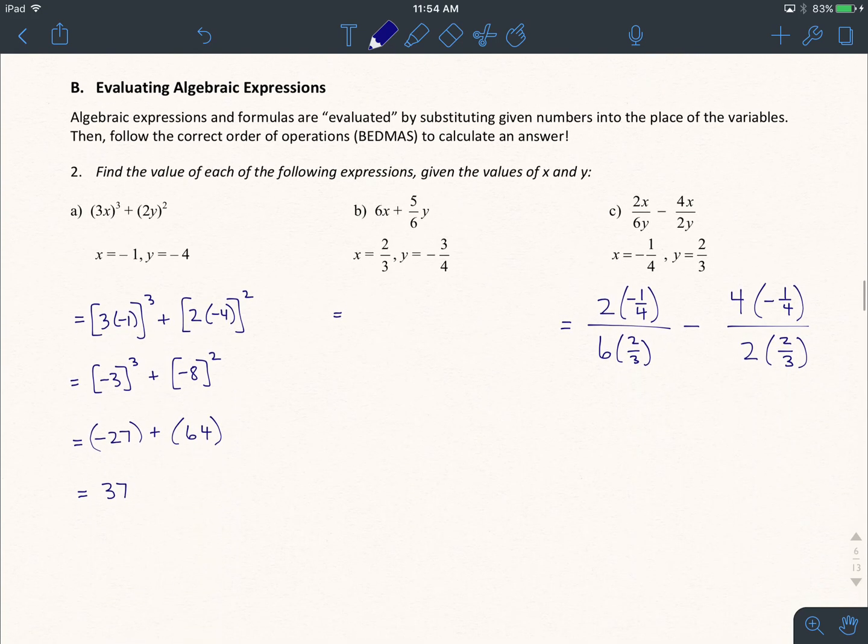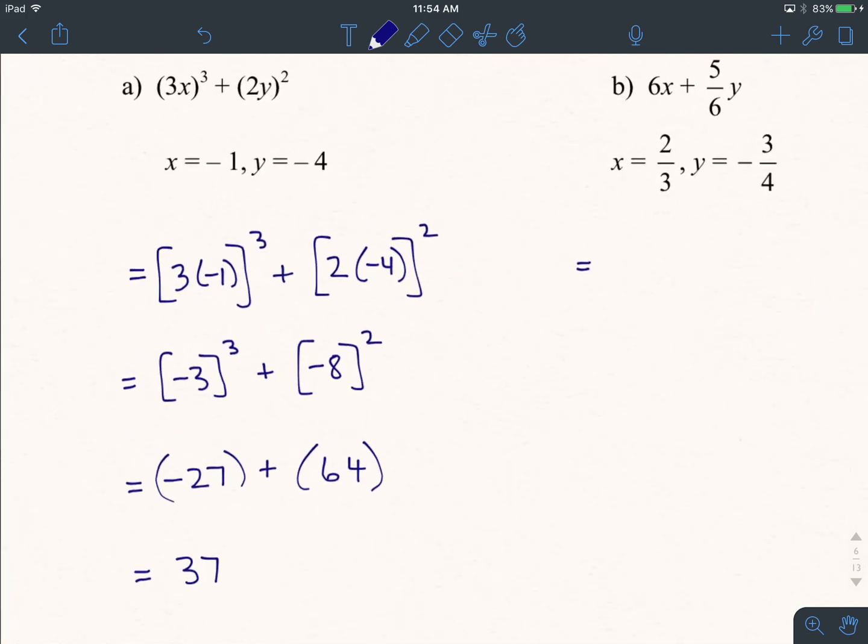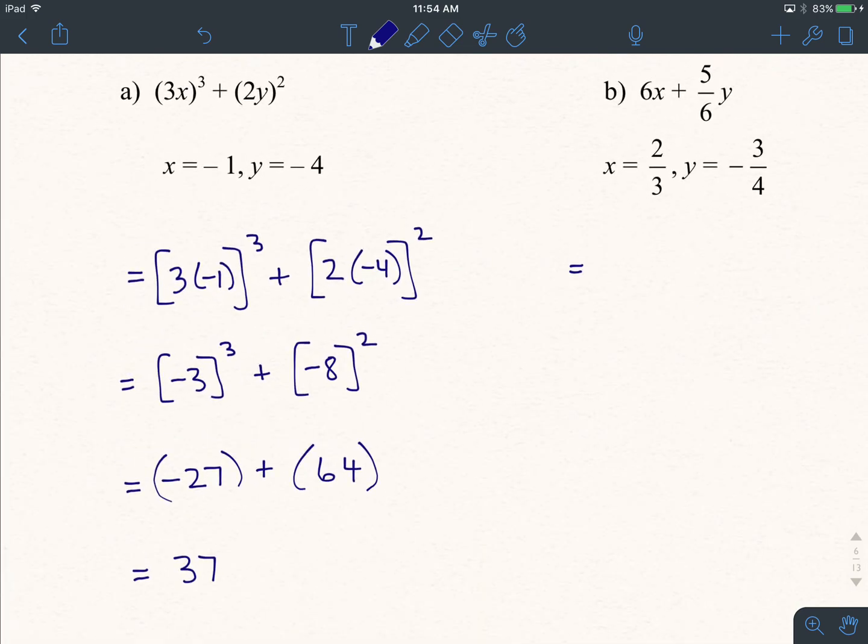at evaluating algebraic expressions. Now that sounds fancy. It really just means we're going to have expressions that have some letters in them as well, and those will need to be dealt with by either simplifying them or substituting in a known value for those variables. Let's look at the first example. We have (3x)^3 + (2y)^2, and the values we will be assigning x and y are -1 and -4 respectively.